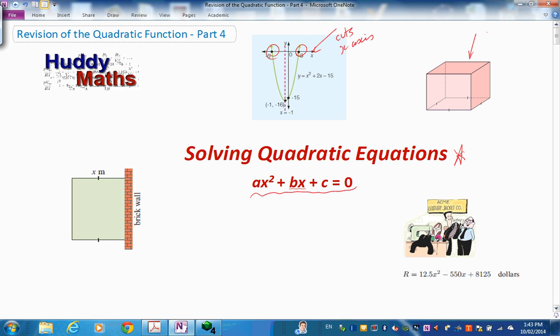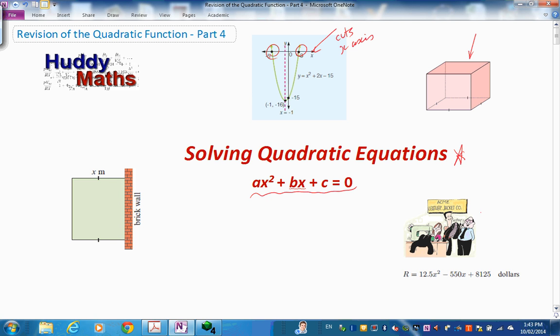Like, what about this box up here? What about the surface area of a box? Would we be able to find the maximum surface area? Or that might give rise to an equation. When is the surface area equal to 100 square centimetres or something? And you might get an equation out of that.